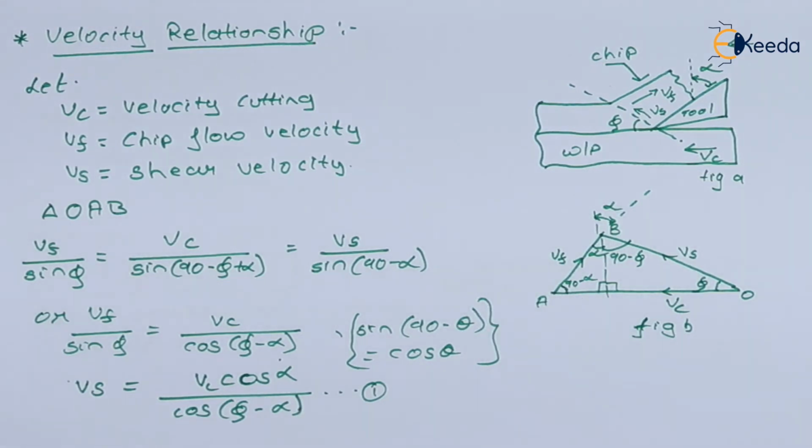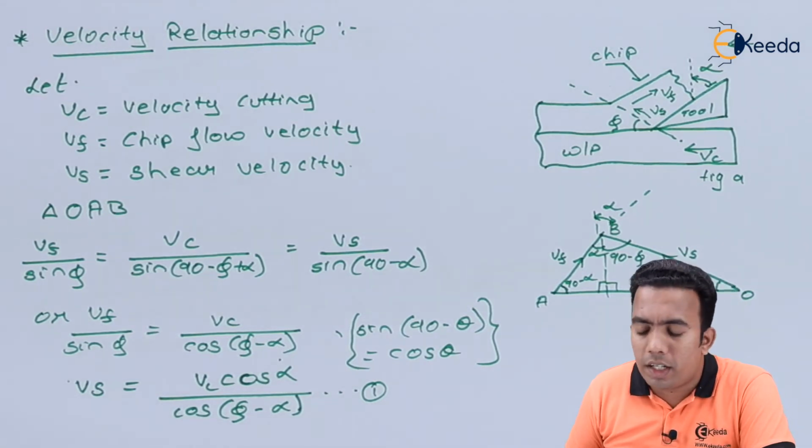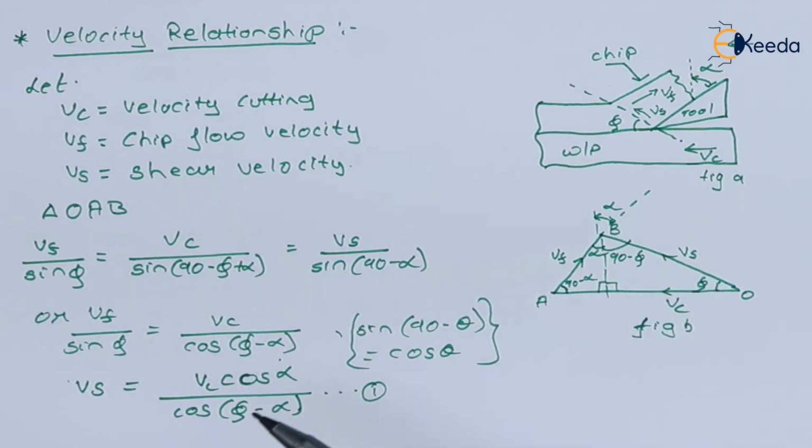There are three types of velocities which occur during this metal cutting operation. The first velocity is called cutting velocity. The second velocity is called chip flow velocity. The third velocity is called shear velocity, and for getting the relation, we have to consider a triangle, that is AOB. In this second figure you can see this triangle AOB.